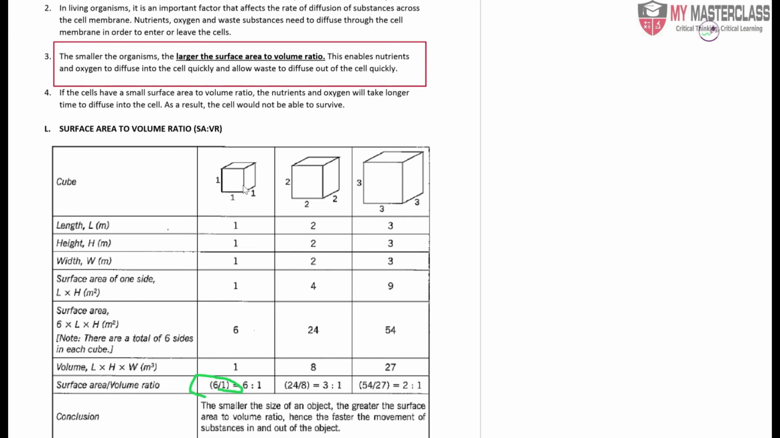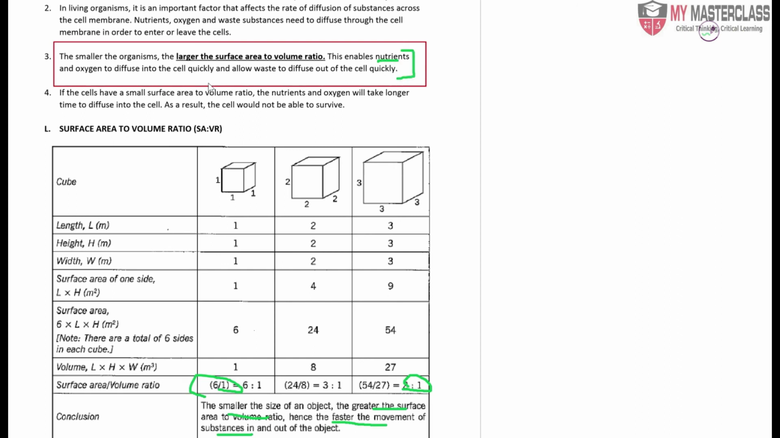So look at this small piece here. The ratio will be 6:1, compared to a large one, which has a ratio of 2:1. So therefore the smaller the size, the greater the surface area, and so you have faster movement of substances. So why is faster movement of substances important? It is this red box you have here.